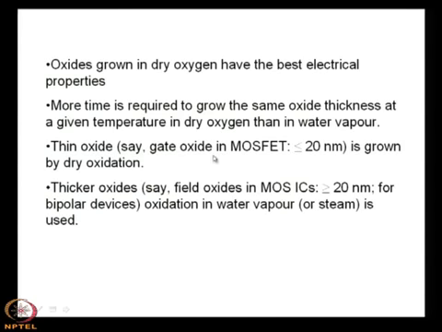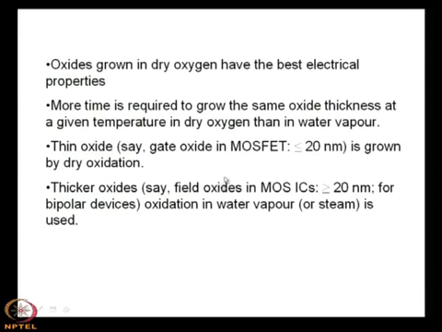Thin oxide means gate oxide in MOSFET, whose value is less than or equal to 20 nanometer, or thicker oxides, say field oxides in MOS integrated circuits, it is greater than 20 nanometer. For bipolar devices where the thicker oxides are required, oxidation in water vapor or steam is used.